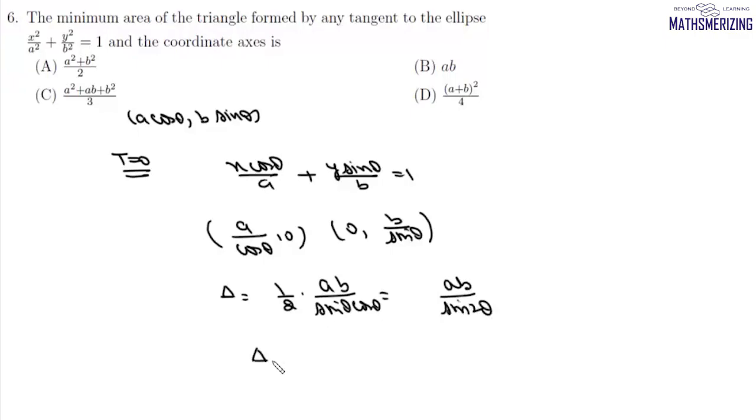Now this area will be minimum when the value of sin 2 theta is maximum, and the maximum value of sin 2 theta is 1. So the minimum value of this area will be simply ab, and we'll get this minimum value when sin 2 theta is 1. That is when the value of theta is pi by 4. So the answer to this question is option B.